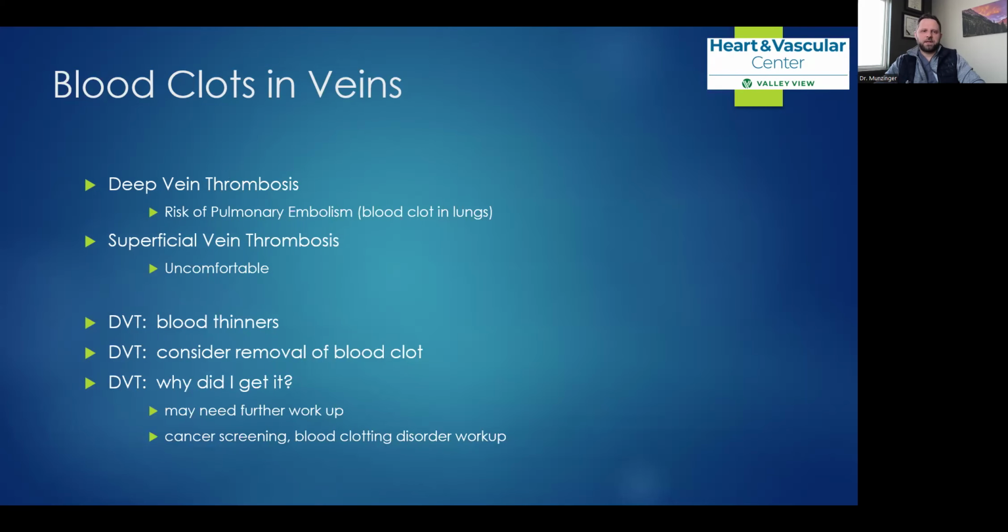Both deep veins and superficial veins can develop blood clots or thrombosis. If a blood clot occurs in a deep vein of the leg, that places a patient at risk for developing a blood clot in the lung called pulmonary embolism, where a blood clot can migrate or move from the deep vein of the leg into the lungs, and that can result in a significant problem for a patient and either require a blood thinner, or sometimes the blood clot needs to be removed. And that is evaluated on a case-by-case basis, and we encourage patients to seek care in the ER if they have symptoms of a pulmonary embolism.